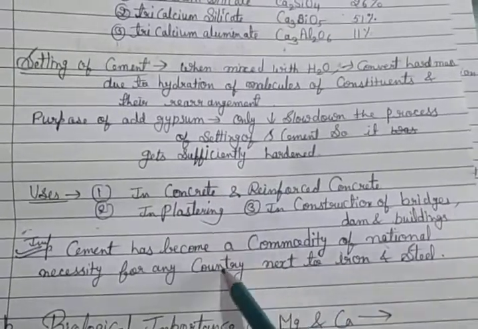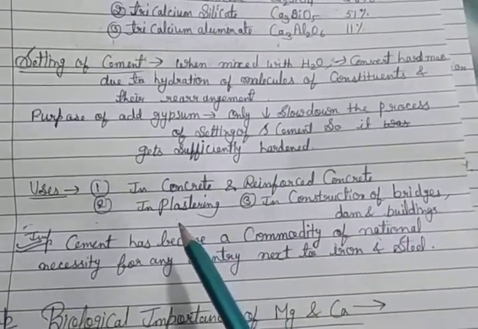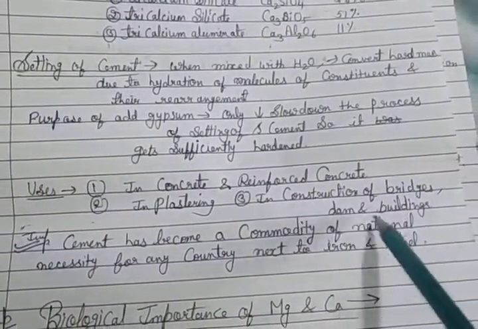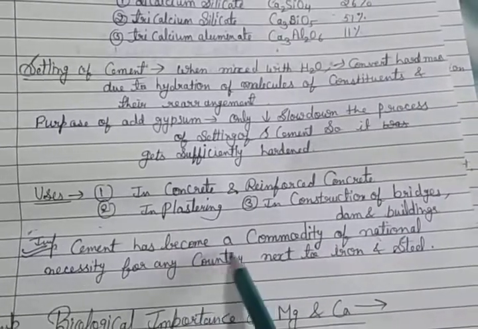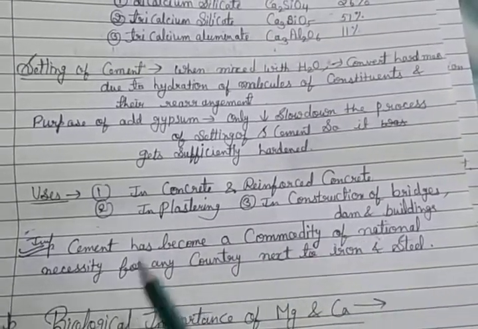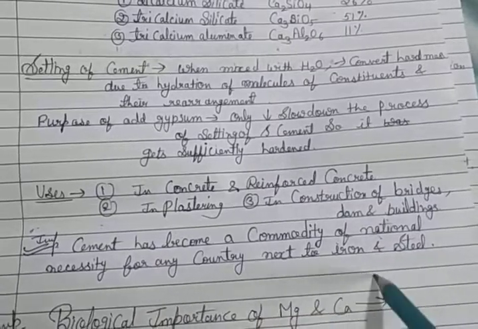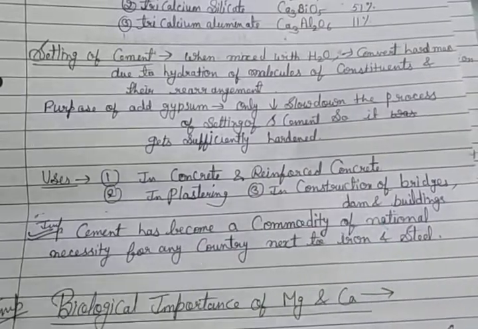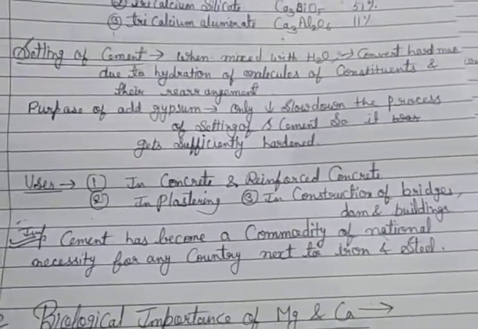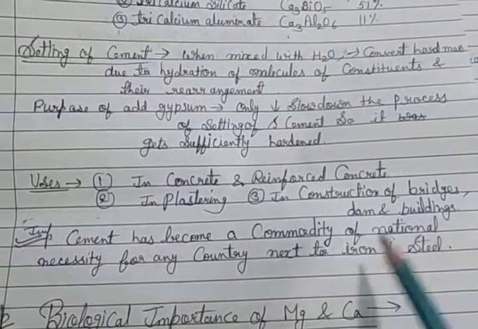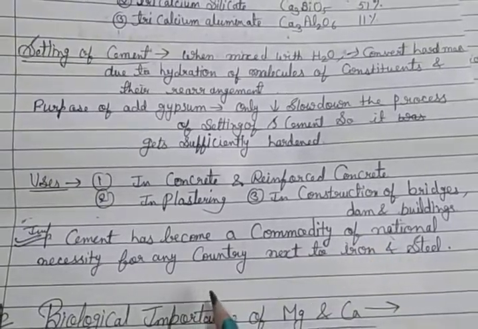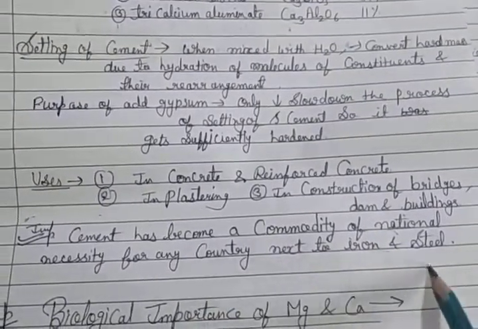Then uses. The first use is in concrete and reinforced concrete, the second is in plastering, and the third is in construction of bridges, dams and buildings. Cement has become a commodity of national necessity for any country, next to iron and steel.